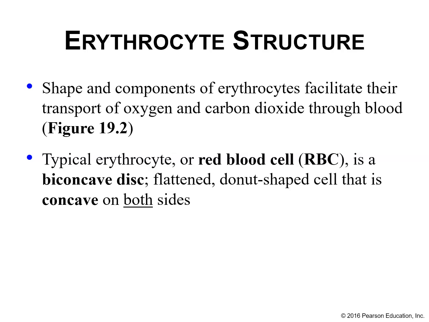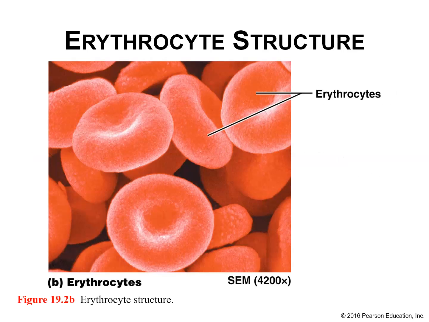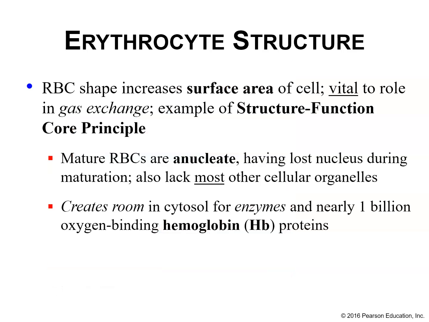And that donut shape also assists in the transport of hemoglobin because it leaves more room, since it doesn't have a nucleus, for the transport of hemoglobin molecules. So this is an image, electron micrograph scan, magnified about 4200x. And this is basically that biconcave disc shape of a red blood cell. So that surface area for the red blood cell shape is very important for its chief function of your blood, which of course, like I mentioned, is gas exchange.